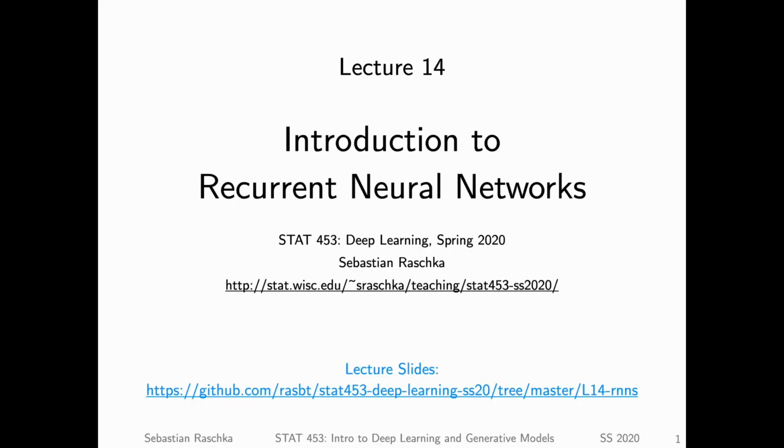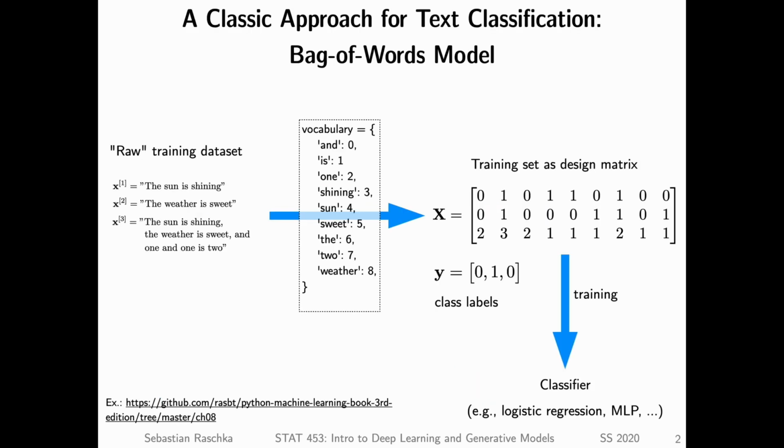Like always, all the slides are available on GitHub if you would like to download them for note-taking. And before I start talking about RNNs, let me go back a few hundred years and talk about a classic technique that people used for text classification. This classic technique is based on the bag of words model. And I'm just showing you this here because it will be relevant to RNNs. It will kind of illustrate why RNNs are useful.